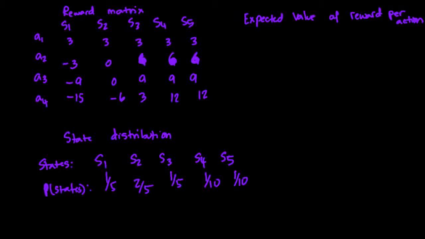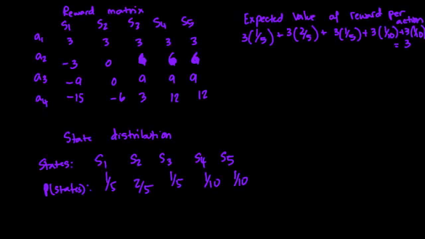The outcome here is the reward, and the $3 reward would happen with action 1, state 1, with a probability of 1/5. The second $3 reward would happen with a probability of 2/5. The third would happen with a probability of 1/5. Then 3 times 1/10, and the last one would be 3 times 1/10. That will give a reward of 3.